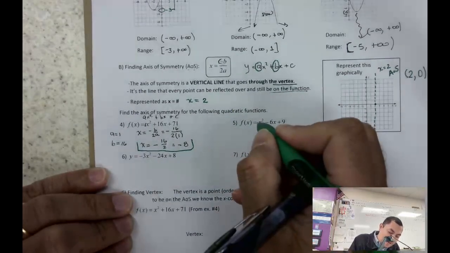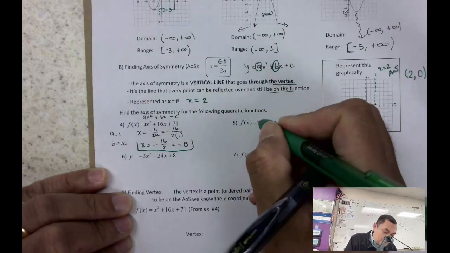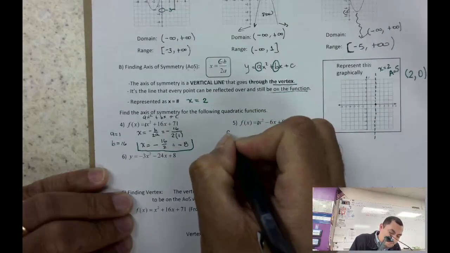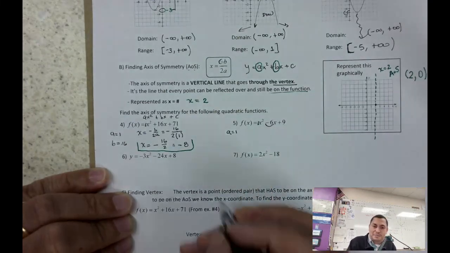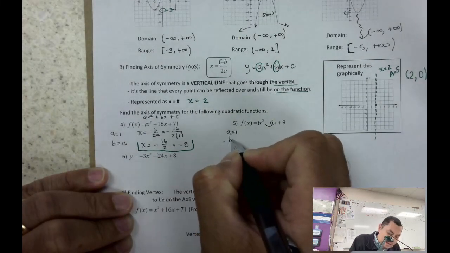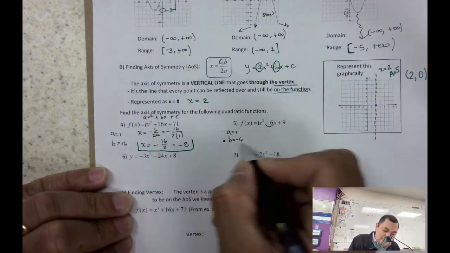Again, same. I don't have a value of a visible, so I'm going to add 1. So a is equal to 1. B is equal to negative 6. B is negative 6. This is a mistake. This is a, b negative 6.